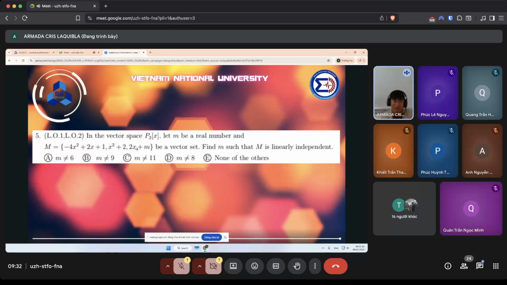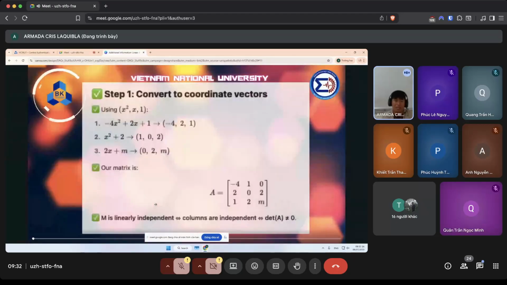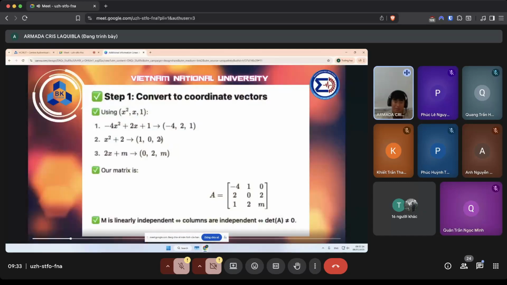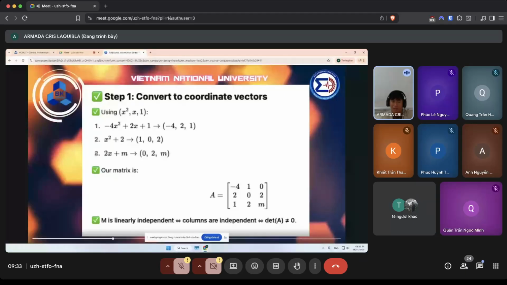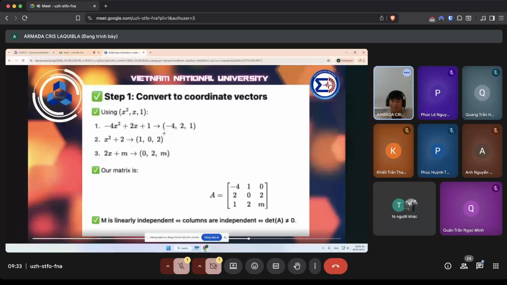Then here, there is no x squared in the third vector. So 1 is for the 0 for the x squared here, and then 2, and then m. So to write that, you have -4, 2, 1, 1, 0, 2, and then 0, 2m. Again, this is 0 because there is no x squared here. And this is 0 here because there is no x here. Okay? That's the coefficients of your x squared, x, and 1, or the constant.